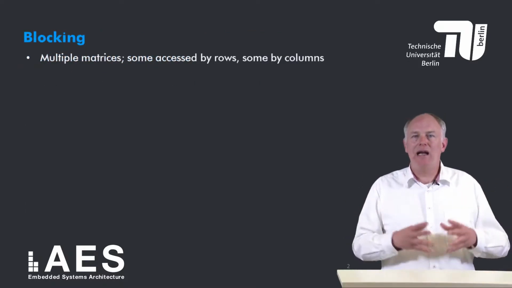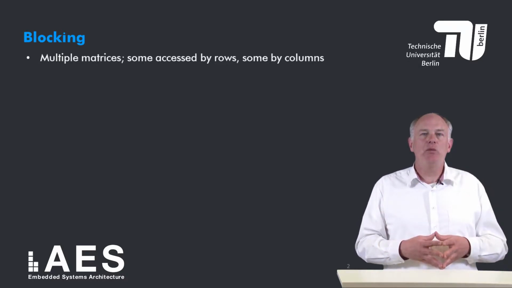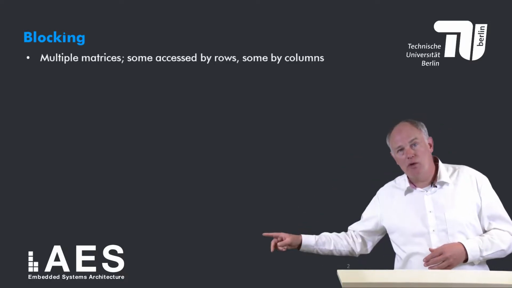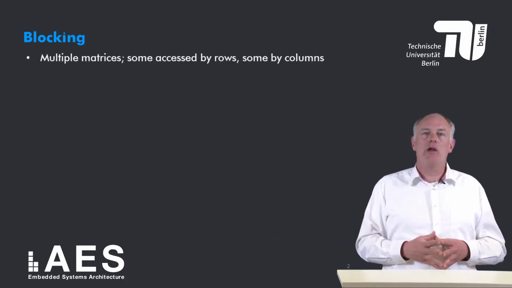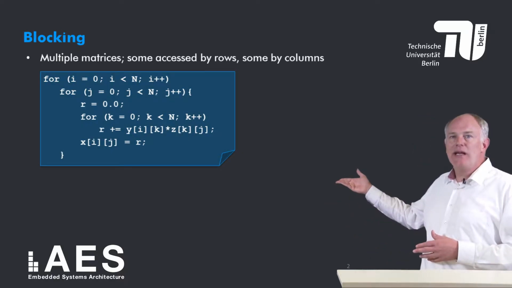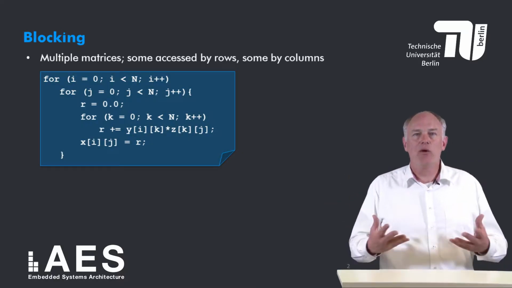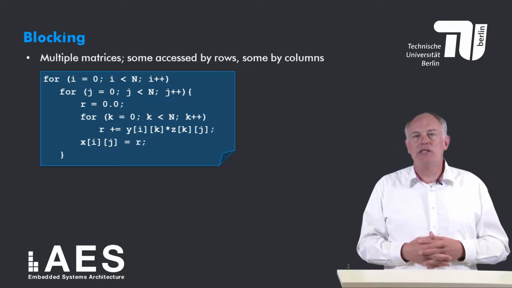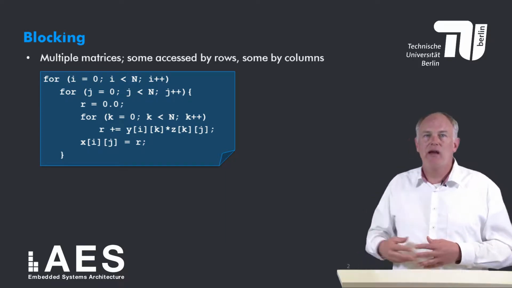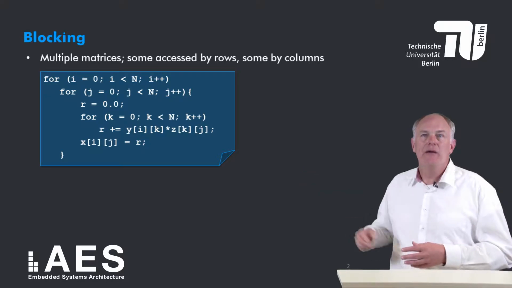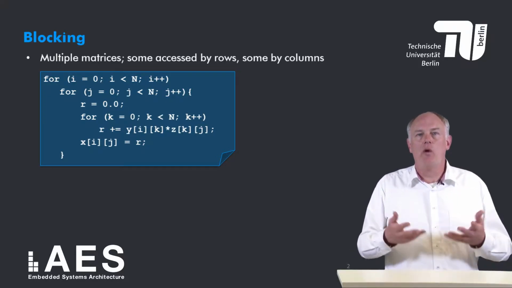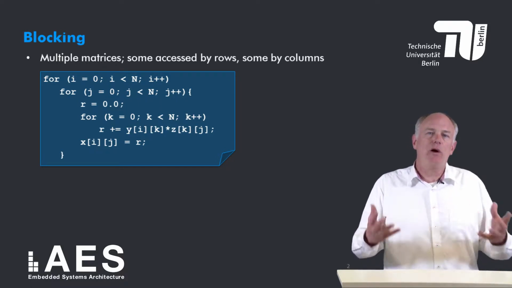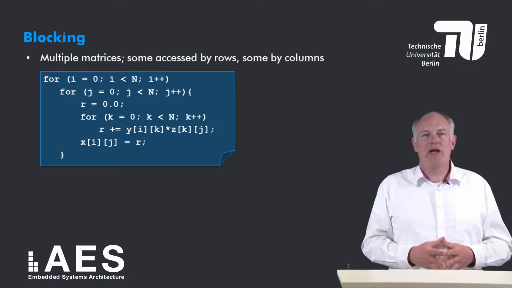Blocking, which is also called tiling by the way, can or should be applied when there are multiple matrices, some of which are accessed along the rows and some of which are accessed along the columns. The classical example is matrix multiplication, X equals Y times Z. The two outer loops iterate over all elements xij of the product matrix X, and the inner loop with index k computes the dot product of the row i of Y and column j of Z. This code corresponds to the algebraic definition of matrix multiplication.